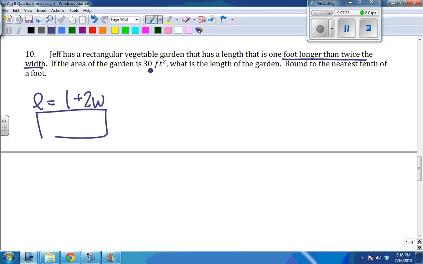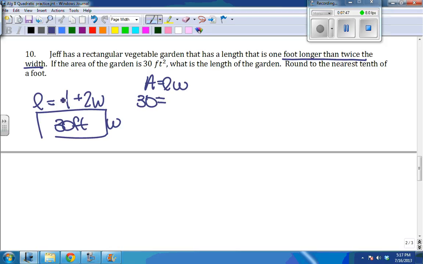Then they're telling me the area of the garden is 30 feet. Well, it's a rectangle, so if I remember from geometry, the way I find the area of a rectangle is length times width, and they're telling me the area is 30 feet. I'm going to add that to my picture. And then they want to know what the length of the garden is. Well, I've got my length labeled. This must be the width. I don't have that labeled, and I've got my 30 feet.